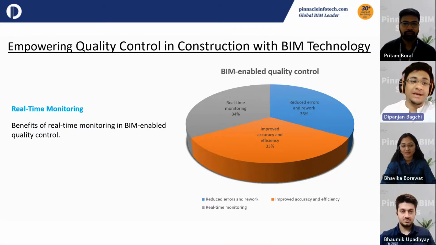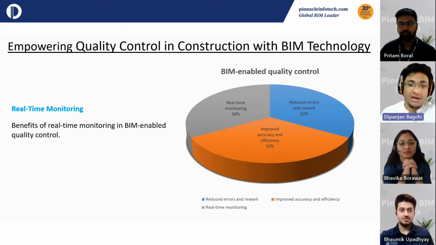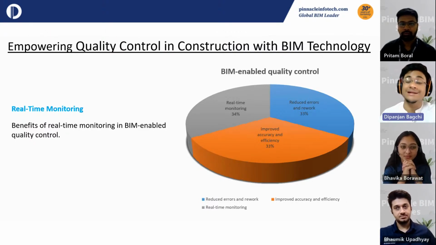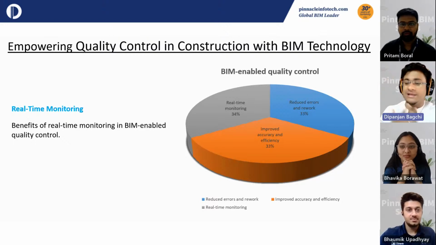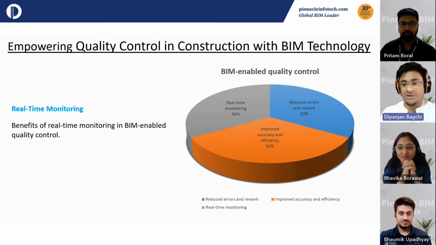Now, by having real-time tracking and monitoring, accuracy and efficiency improved by 33%, and rework, meaning issues that will be identified, will be eliminated by 33%. Now, as you can see, all the things are correlated with the visualization. Without visualization, we cannot even think of the errors. We cannot even think of the construction issues.